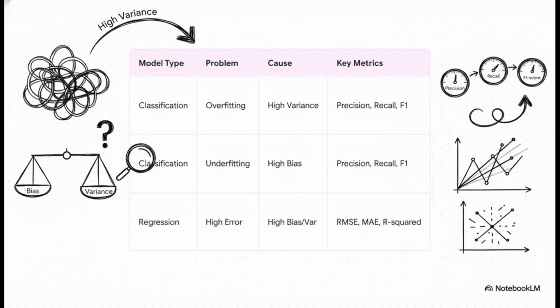For a classification model, if the problem is overfitting, the cause is high variance. If it's underfitting, the cause is high bias. And your diagnostic tools are precision, recall, and F1. For a regression model, if you have high error, the cause could be high bias or high variance. And your tools are RMSE, MAE, and R squared. This table is an incredible summary of everything we've just talked about.